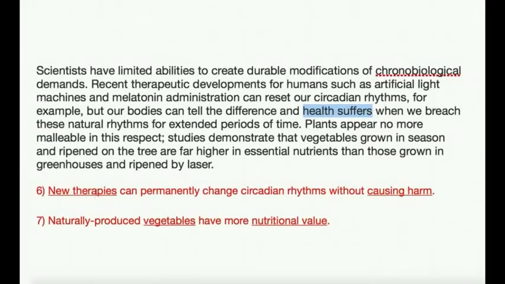So new therapies can permanently change circadian rhythms without causing harm. Well, that's actually wrong. New therapies can change them, they can reset them. However, it does cause harm. This says without causing harm, so the information in the paragraph contradicts what is in this statement, because it does cause harm. So the answer is false.